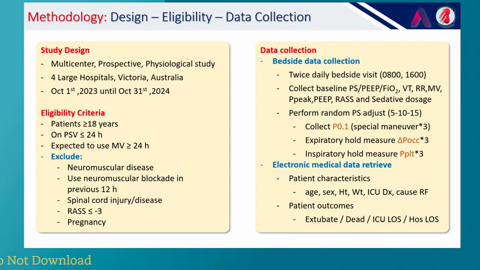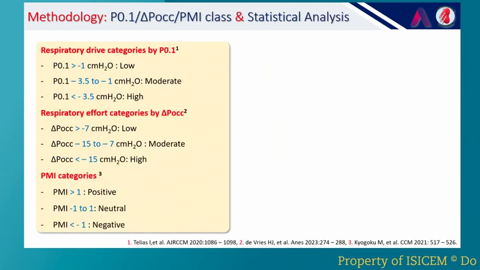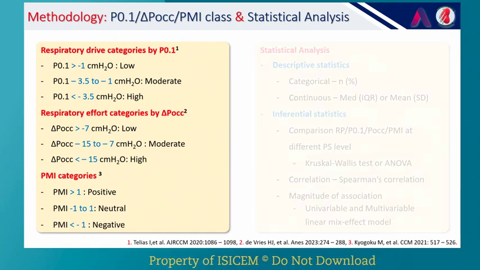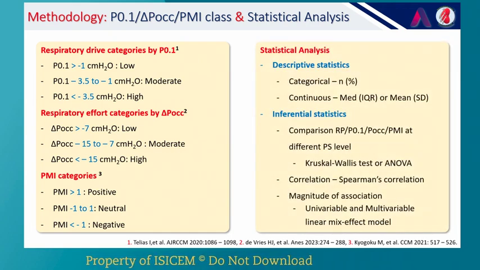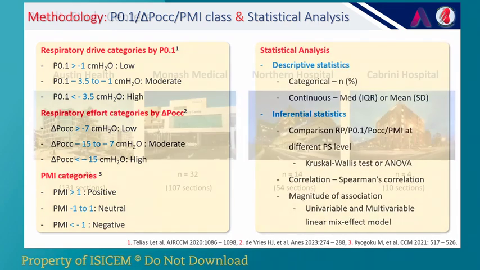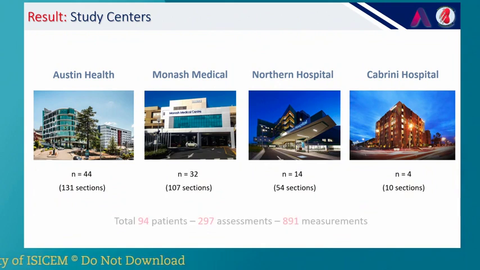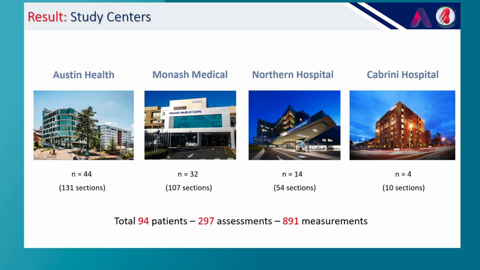We collected information on P0.1, Pocc, and of course P plateau. 3 measurements, worked out the median with the patient in a stable condition, and we obtained other information about the patients. We categorized these values for analysis into low, moderate, and high for these 3 characteristics, and we performed statistical assessment of our observations. So these are 4 hospitals that participated in the study. We had 94 patients for about 300 assessments and about 1,000 measurements.